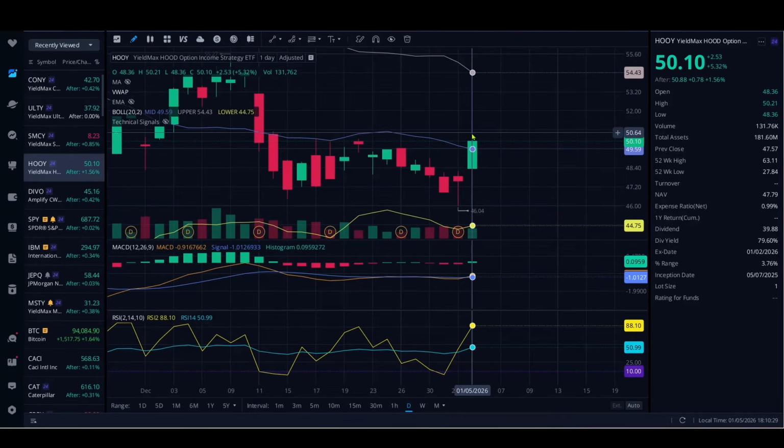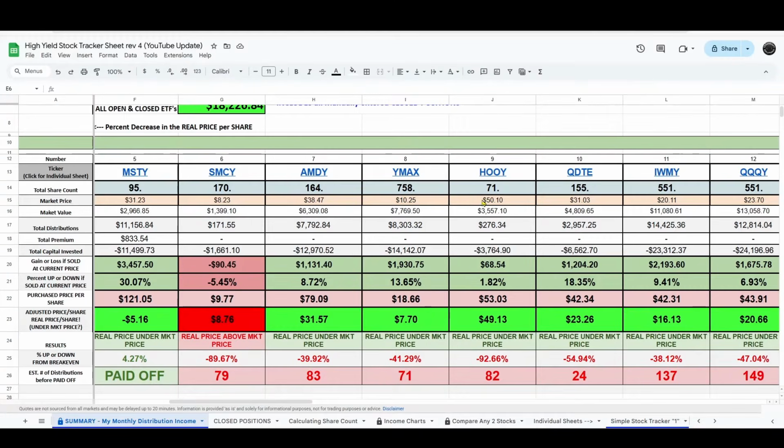But since it is at the top half of the Bollinger Band and that RSI 2 is definitely not below 10, that one is a pass for me. But of course, since my stock tracker sheet does not call out a red cell right here, that just tells me I don't even have to really pay attention to it at the moment. Because if I did purchase, I would be buying at that $50, but my real price per share is $49.13, which means that will raise that real price per share. And I'm not in the business to raise that real price per share. I only want to lower it on these high yield ETFs, as they are a bit more high risk.